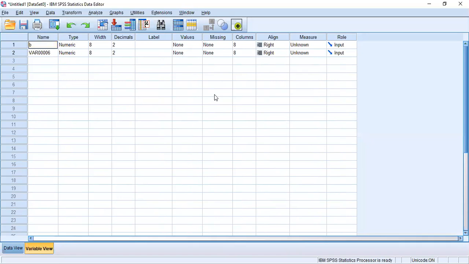As the question said, it was before film, and attitude. Let me label it now. Let me label it: attitude of participants towards political candidate before viewing campaign film.